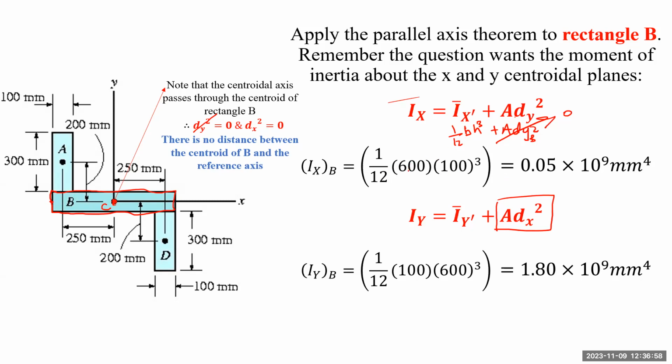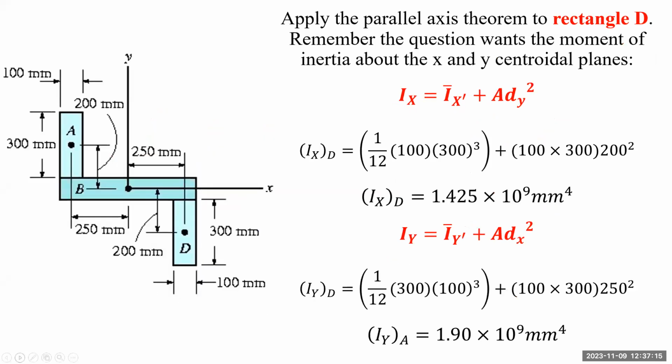So it's 1 upon 12, 600 times 100 cubed, which is 0.05 times 10 to the 9 millimeters to the fourth. All right, so that is how they got that. And let's do the other section and then I'll come back again. All right, so now we're going to do section D.